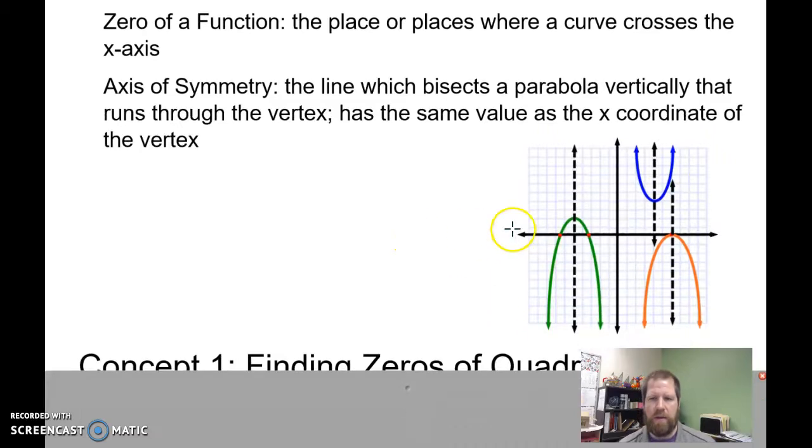Okay, and because these run through the axis, they always have the same value as the x-coordinate of the vertex. Okay, the equation for these lines is always going to be x equals, in this case, 4. Okay, that would be the axis of symmetry for my blue parabola.